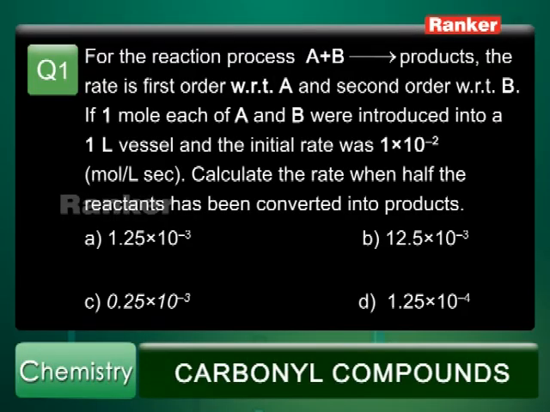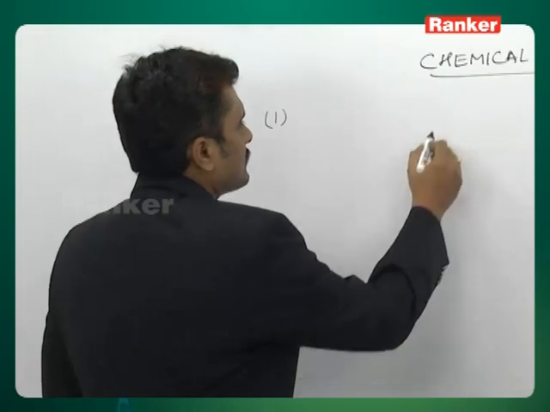Now the first problem is that we have a reaction where A and B are reacting, and the rate of the reaction is such that it is first order with respect to A and second order with respect to B. We have taken 1 mole each of A and B, introduced into a 1 liter vessel, with the initial rate being 1 into 10 to the power minus 2 mole per liter per second. Then you have been asked to calculate the rate when half of the reactants have been converted into products. So you have got the reaction here clearly.